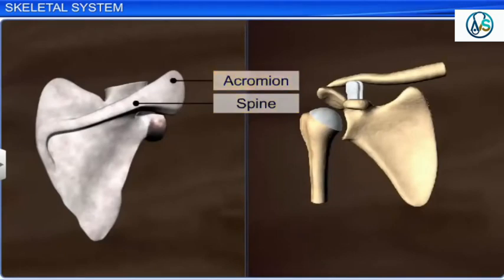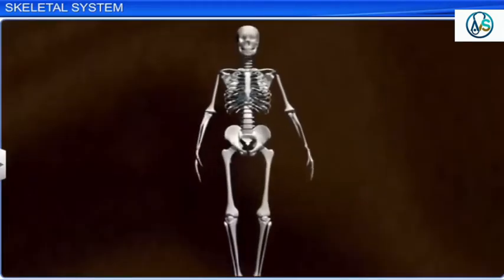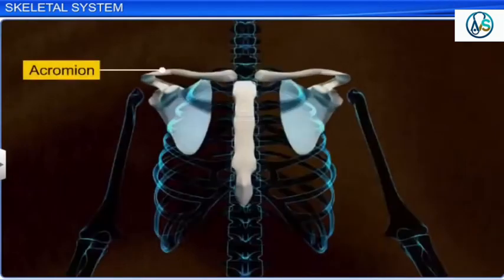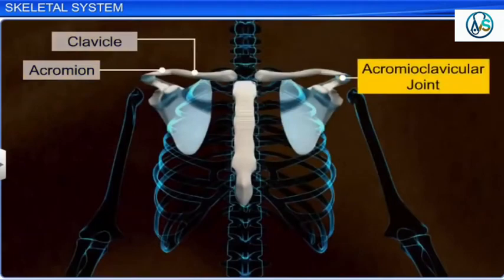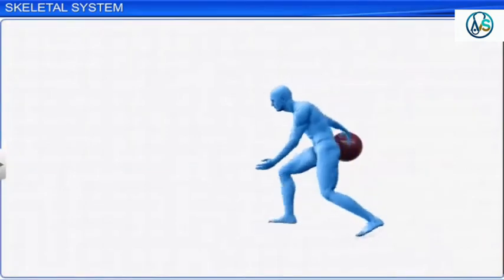Below the acromion is a cup-shaped cavity called the glenoid cavity, into which fits the head of the humerus to form the shoulder joint. In addition, the acromion articulates with one end of the clavicle to form the acromioclavicular joint, while the other end connects to the upper part of the sternum. The pectoral girdle plays an important role in the movement of the arms.